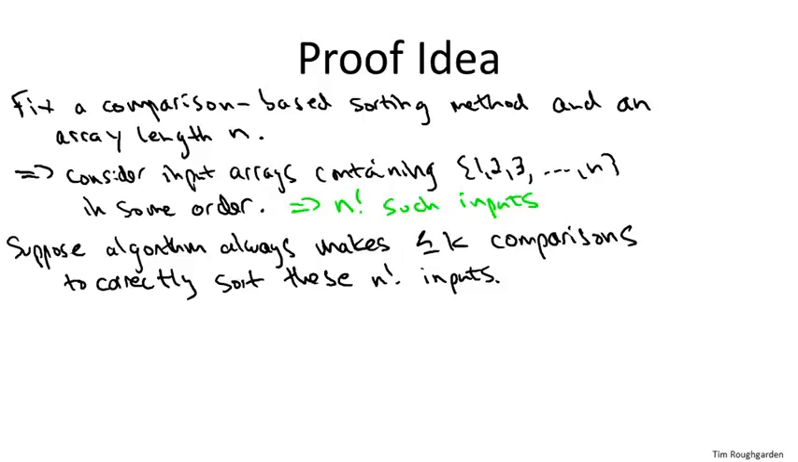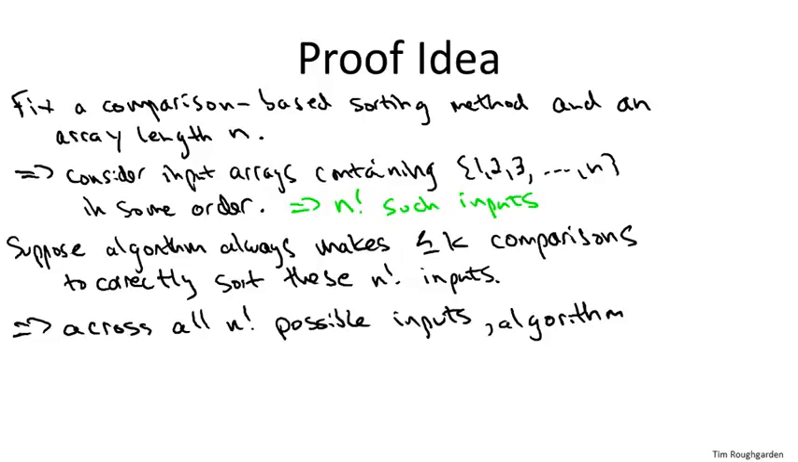But since the only thing that causes a branch in the execution of the sorting method is the resolution of a comparison, and we have only k comparisons, it can only have 2 to the k different execution paths. So that forces 2 to the k to be at least n factorial, and a calculation then shows that that forces k to be at least omega of n log n. So let me just quickly fill in the details.